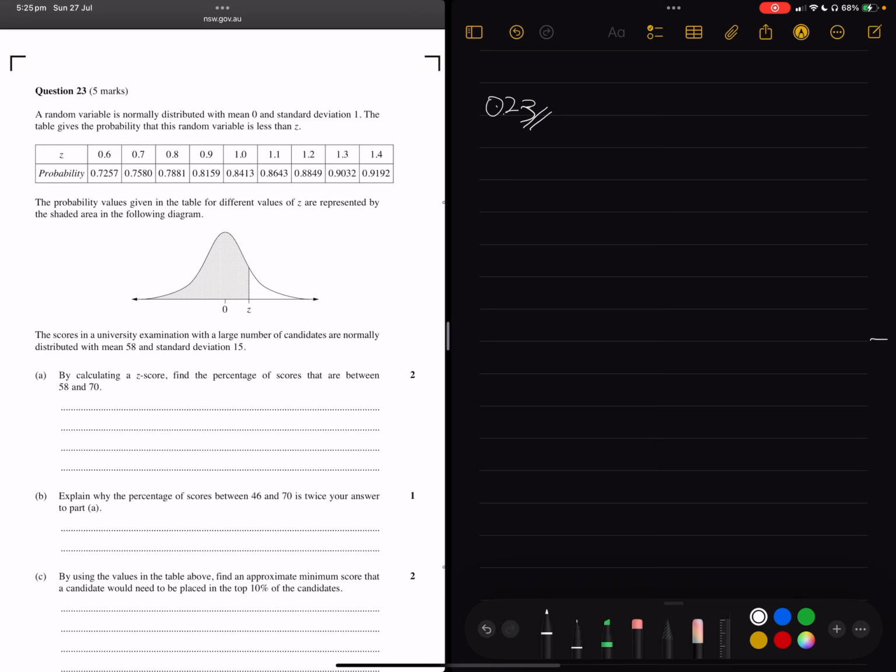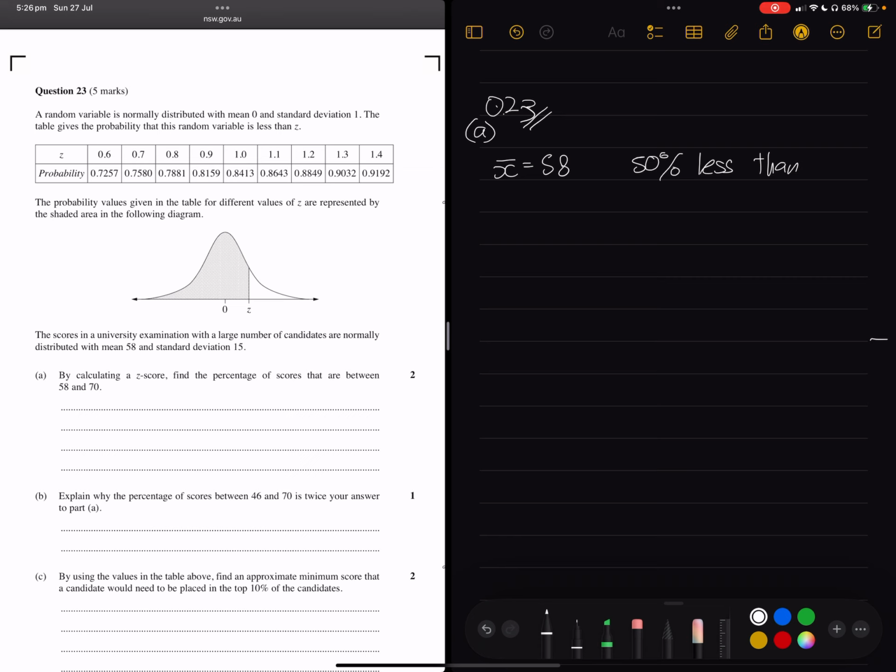We are told the scores in a university examination with a large number of candidates are normally distributed. The mean is 58, standard deviation is 15. So by calculating a z-score, find the percentage of scores that are between 58 and 70. All right, well, the mean is 58, so the x bar is 58. For part A, we know that there are 50% less than 58. So we need to find a z-score for 70.